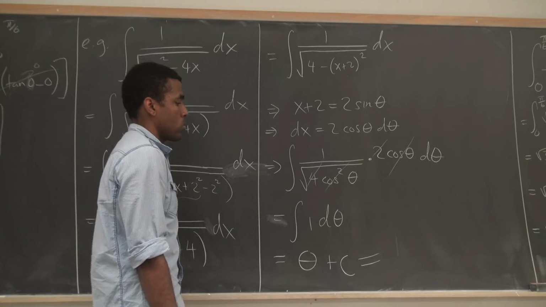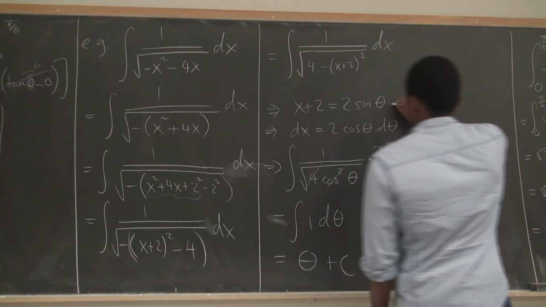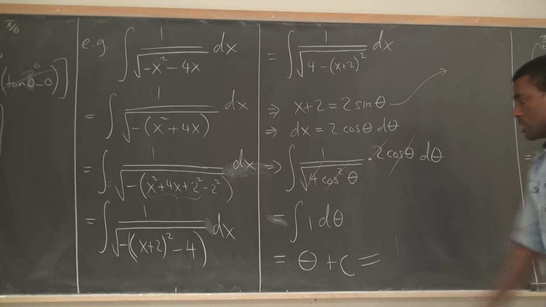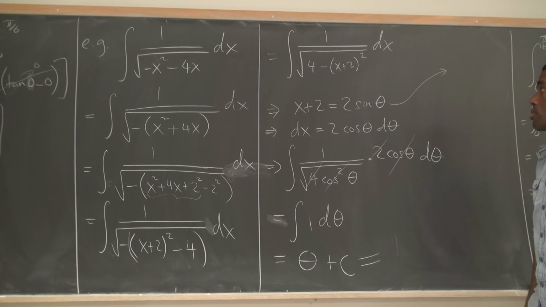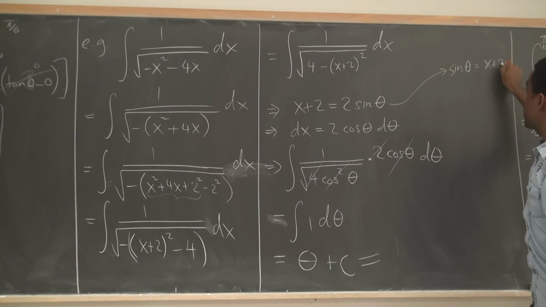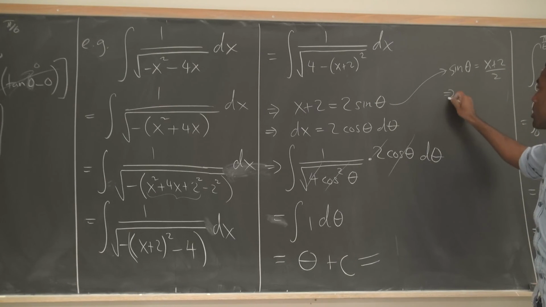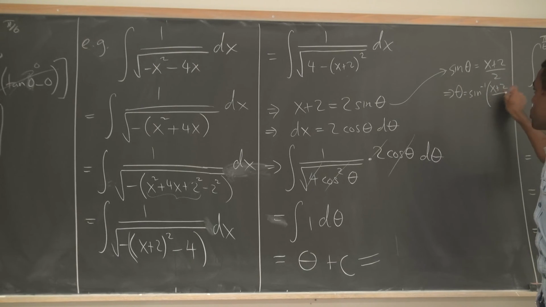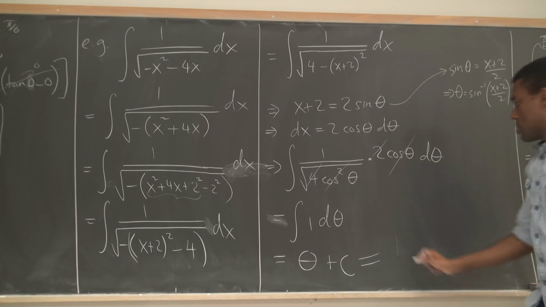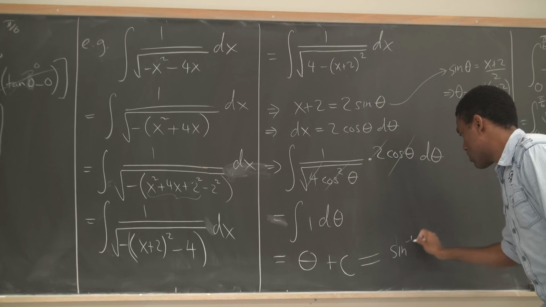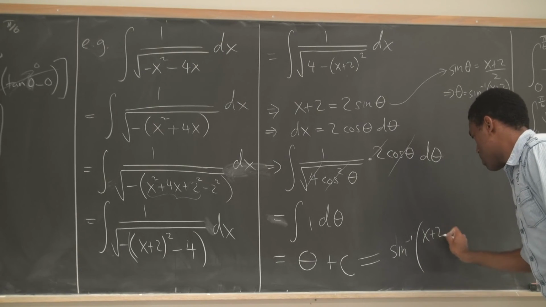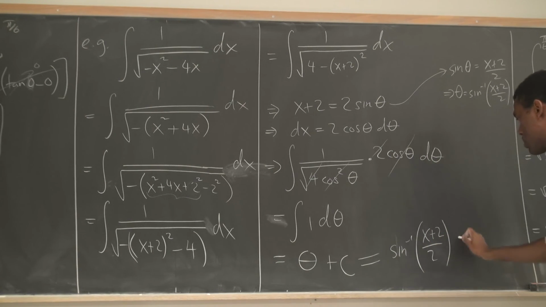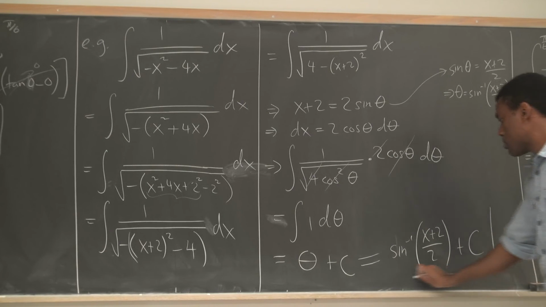You have to do the triangle again. You don't need the triangle. When it's just theta alone, you never need the triangle, right? You know that sine theta is x plus 2 over 2. How do you solve for theta? Right, theta is the sine inverse of that guy, x plus 2 over 2. So this is sine inverse of x plus 2 over 2, plus c.